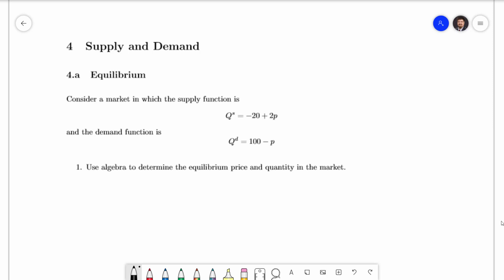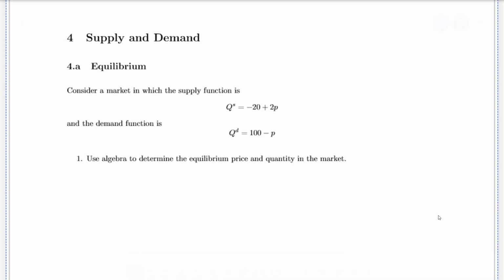In this video I'm going to solve an exercise of finding the equilibrium with a supply and demand function. In front of us we have a supply function Qs equals negative 20 plus 2p, and a demand function Qd equals 100 minus p. First thing we're going to do is use algebra to determine the equilibrium price and quantity.